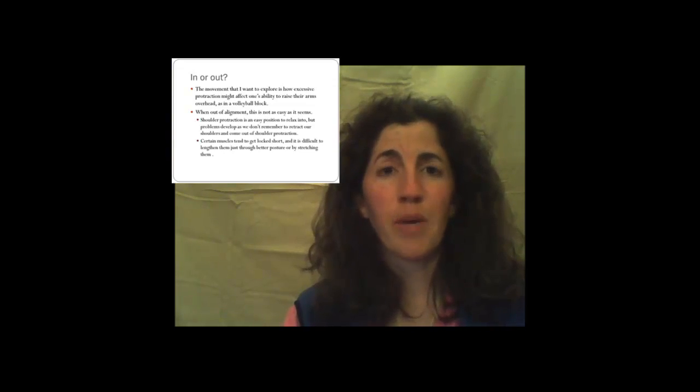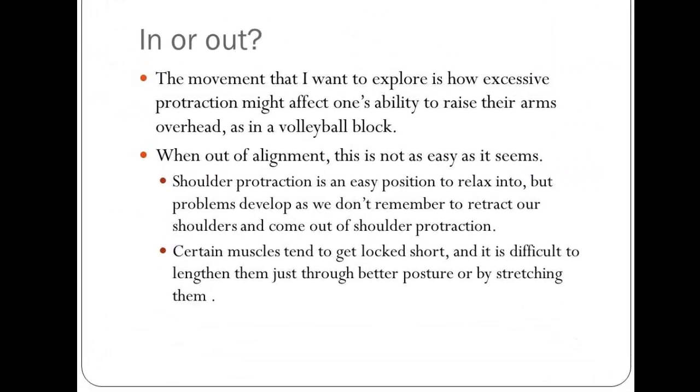However, there are many people whose muscles are out of balance and the bones are no longer in proper alignment. Therefore, much compensation is made in order to raise the arms overhead. Shoulder protraction is an easy position to relax into, but problems develop as we don't remember to retract our shoulders and come out of shoulder protraction. When the scapula is stuck in excessive protraction, there are problems of alignment within the joints and problems of contracture within the muscles, as well as additional problems within the nerves and the blood vessels, which we don't have time to get into.